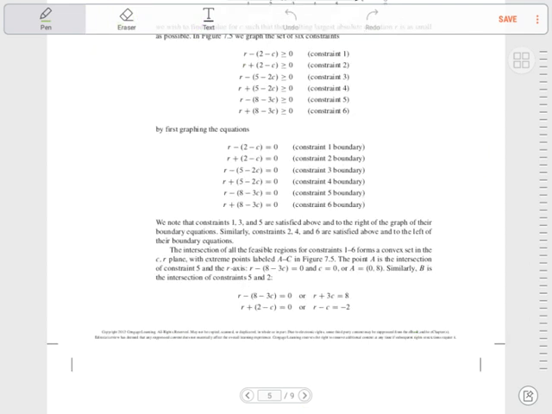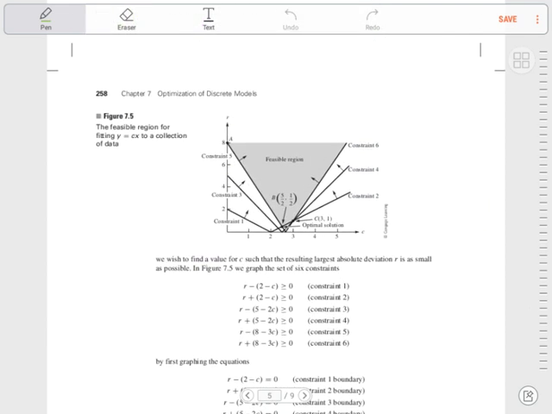So now let us start the LPP problem here. What we wish to do is find a C such that the resulting largest absolute deviation R is as small as possible. That means we have to minimize R, subject to all these constraints, 6 constraints, because there are 3 points. For each point we were getting 2 constraints as discussed before, so 6 constraints are there. Minimization of R we are considering.